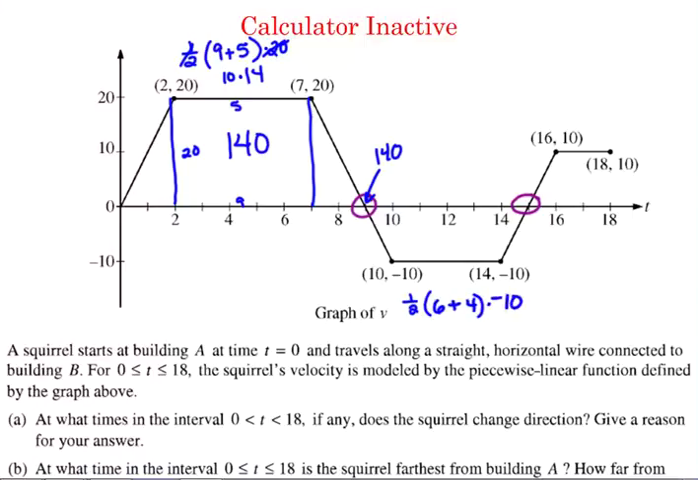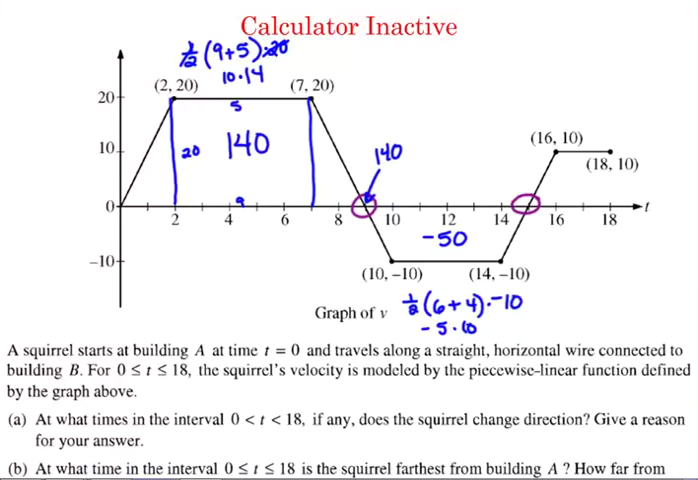And my height is, I'm going to include that negative because that's going to help me remember that this is negative area. So that's -5 times 10, so that's -50. Notice they make the numbers really easy to deal with because it's calculator inactive. They're trying to test your knowledge of the concepts here, not your arithmetic.